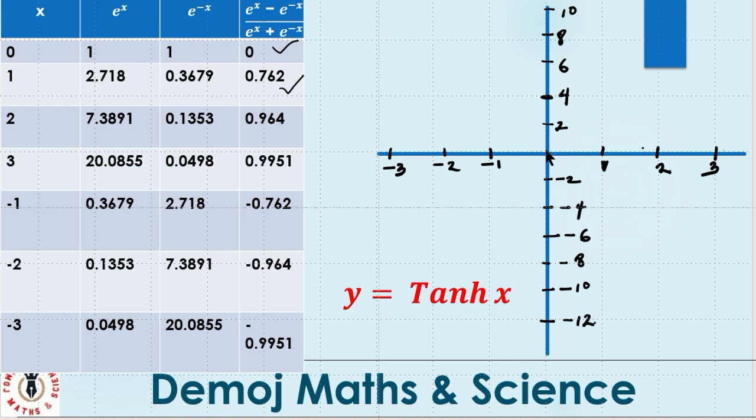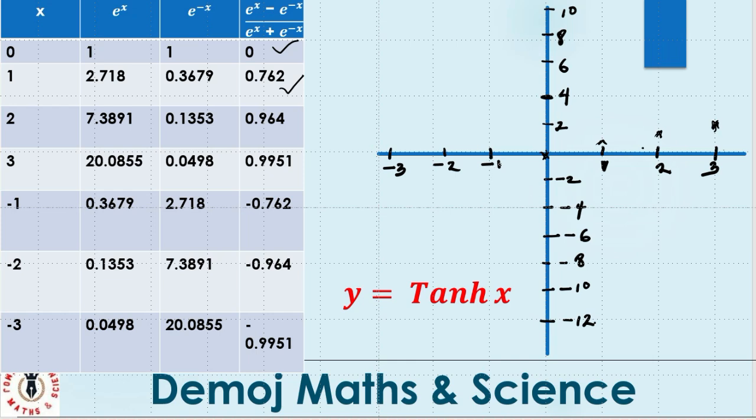When x is 0, this also is 0. When x is 1, the tanh of 1 will be 0.762. It's not up to 1, so I'll place it somewhere around here. When x is 2, the tanh of 2 is 0.964. When x is 3, the tanh of 3 is 0.99. I'll place it here, assume it's not up to 1. Please permit my diagram. And let's get to the negative.